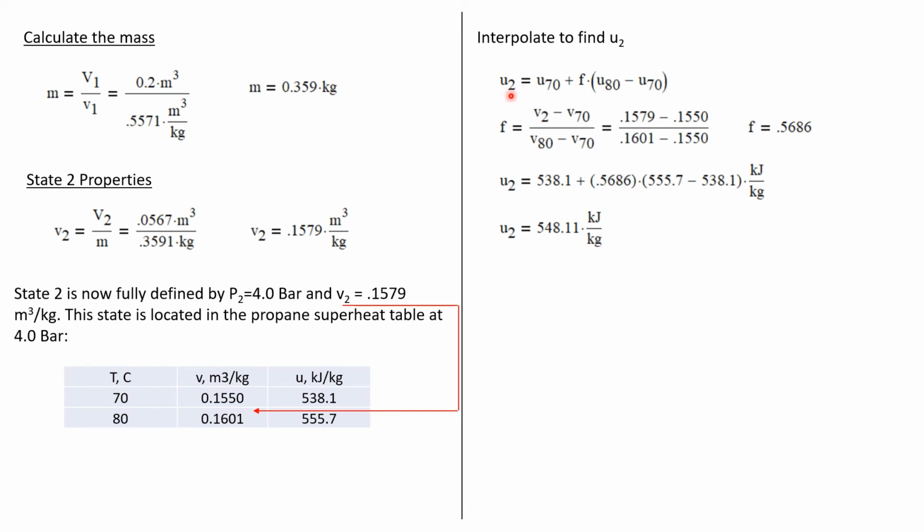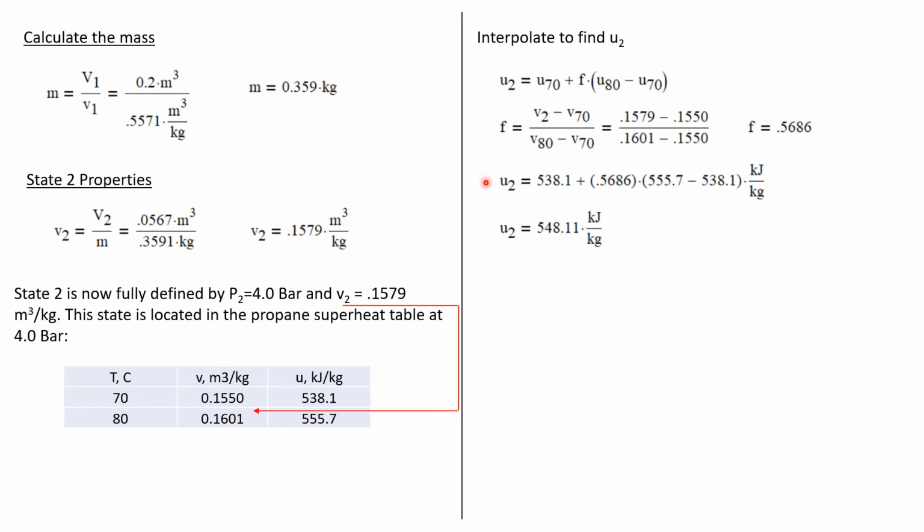So we can say that the internal energy at state 2 is the internal energy given at 70 degrees plus some fractional value times the internal energy at 80 degrees minus the internal energy at 70 degrees, where this fractional value is based on my knowledge of the specific volumes, how far between these two rows is this state? Well, we calculate F as V2 minus V70 over V80 minus V70. I get a fractional value of 0.5686, which means we're just a little over halfway between the values in row 1 and the values in row 2.